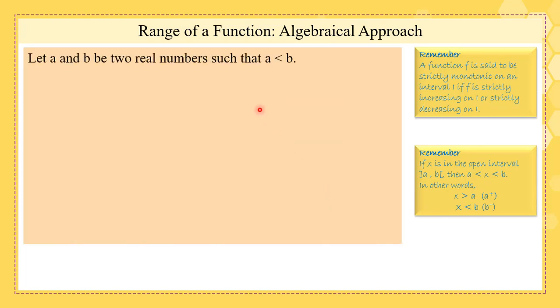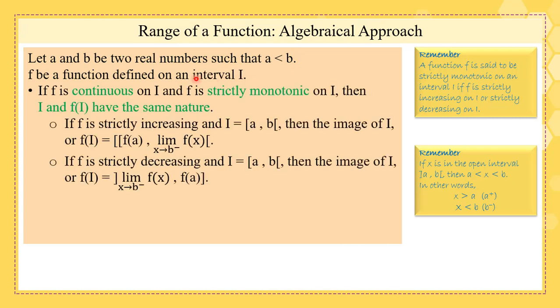Now a and b are two real numbers such that a is smaller than b. f is a function defined on an interval I. If f is continuous on I and f is strictly monotonic on I, then I and f of I have the same nature. This is what we said before.